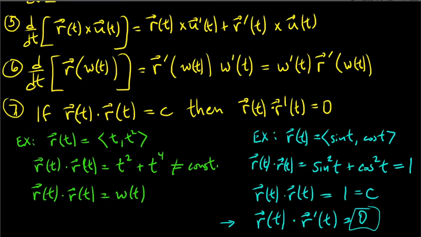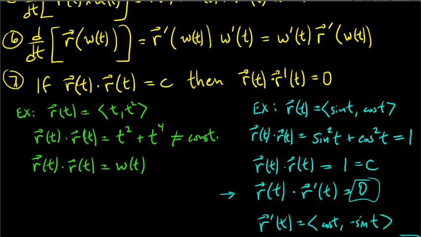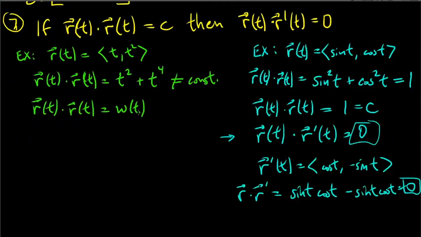Anyways, that doesn't prove it, but that just shows that it's true for this particular example. So let's prove it. We're not going to prove the others, but number 7, we should prove that one. And in fact, it's not a hard one to prove. You'll notice that on the left side, we have, supposing that the dot product of R with itself is equal to a number, we'll call it C, some constant C.